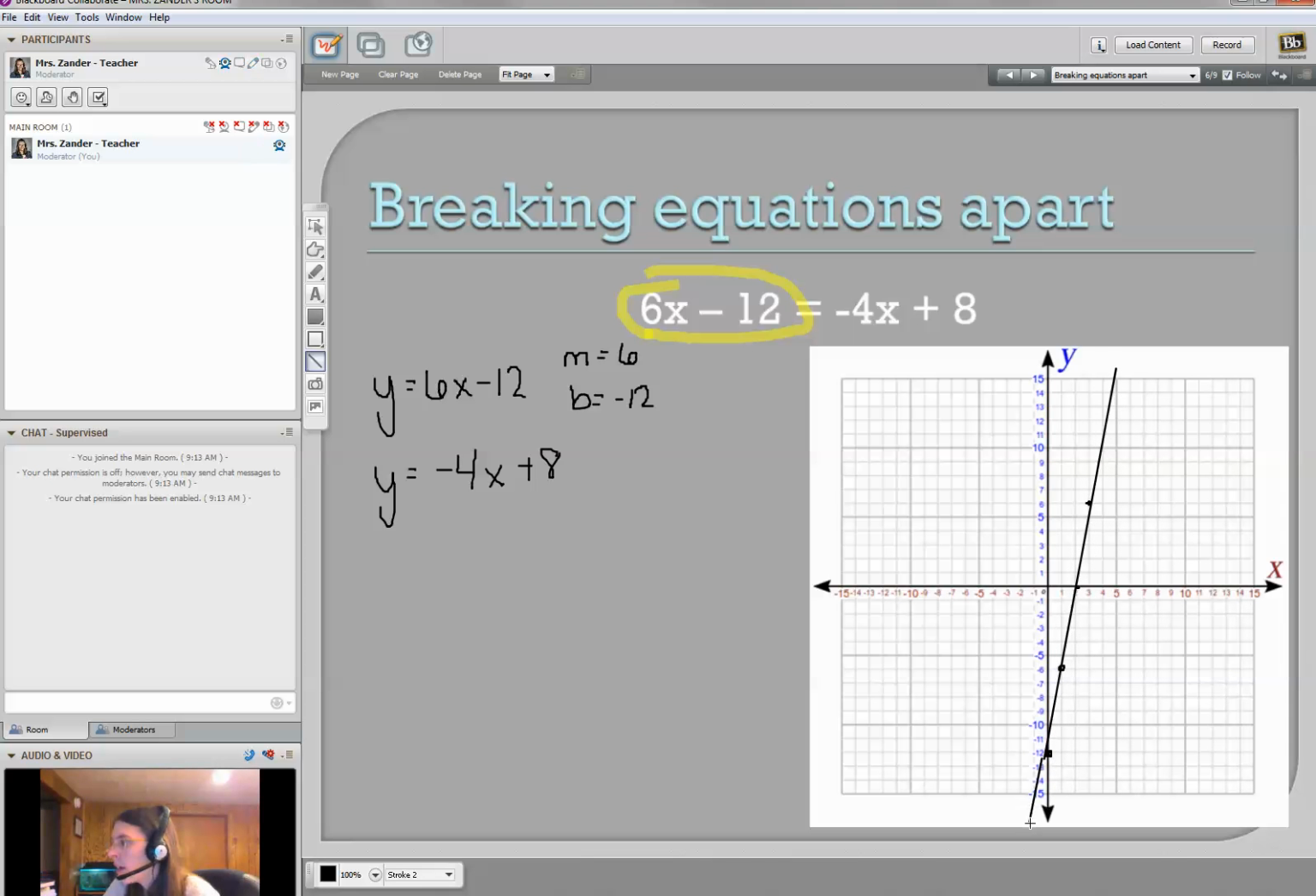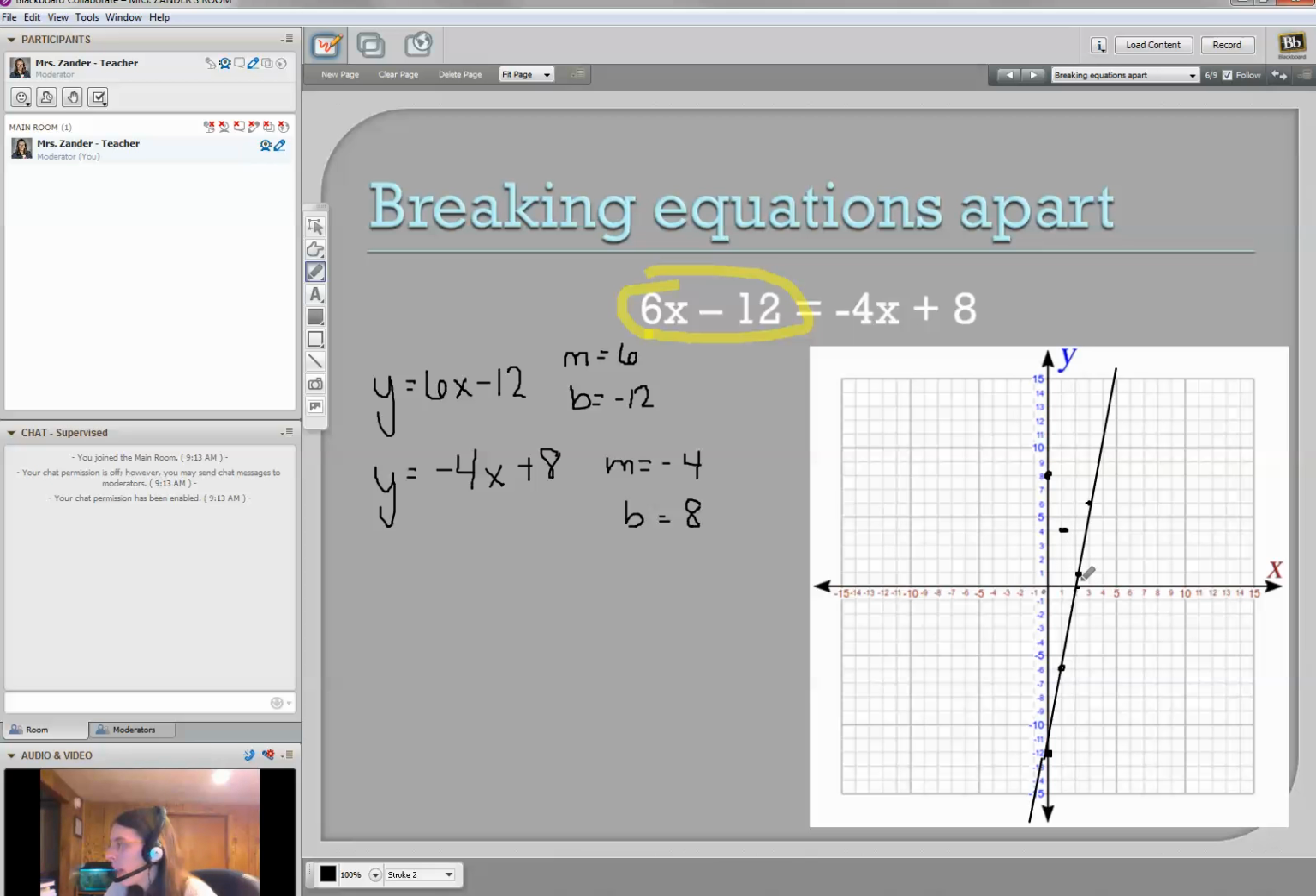The more accurate it is, the better that you're going to find that intersection point. Okay. For the second equation, we're going to use the slope of negative 4 and the y-intercept of positive 8. So I start at positive 8 and I move down 4 and to the right 1.